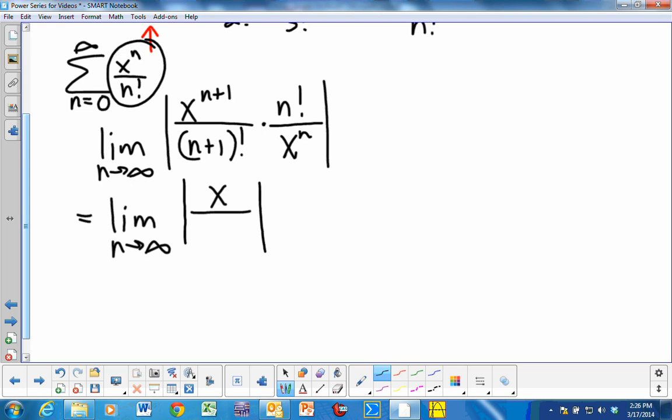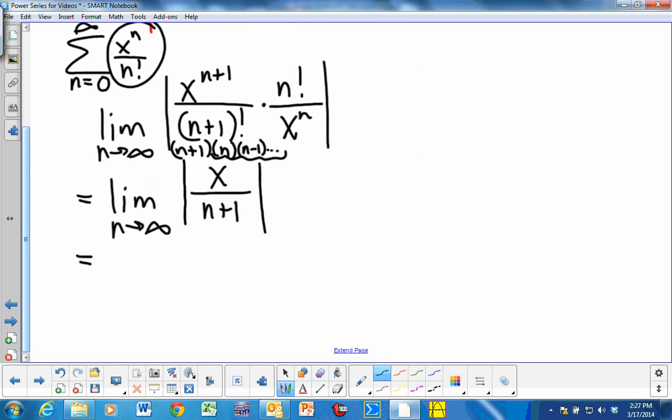n factorial means n times n minus 1 and so on. So you're going to end up with just the n plus 1, because after you do n plus 1 times n minus 1, etc., this part right here is n factorial. So those will just go away and you'll end up with n plus 1. Now, here's the part that's a little different to remember.